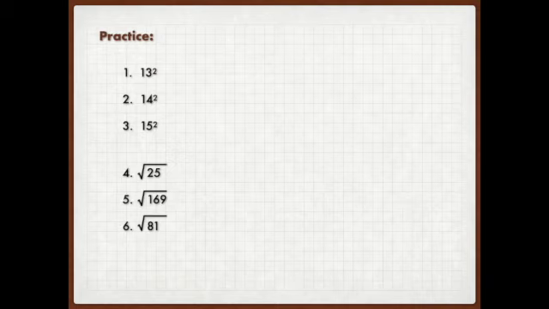squared. Okay, 13 squared, that's 13 times 13. So 13 times 13 would be 169. 14 times 14 would be 196. 15 times 15 would be 225. If I'm able to understand the squared, I can now go ahead and do the square root.